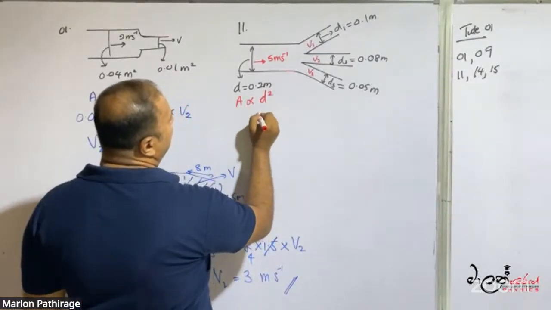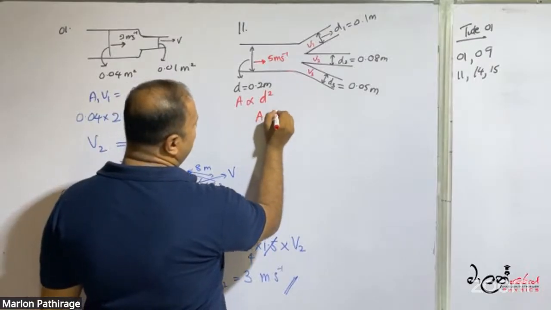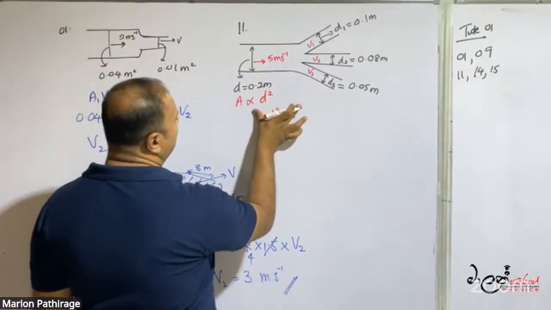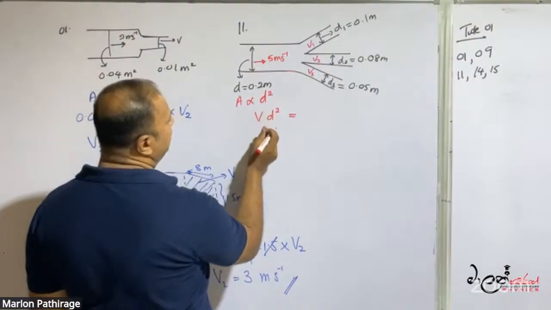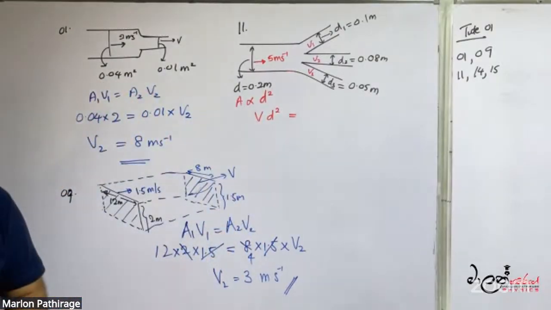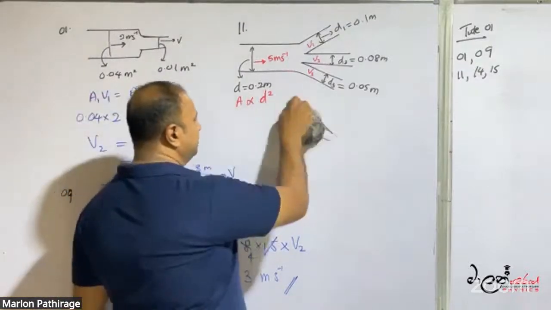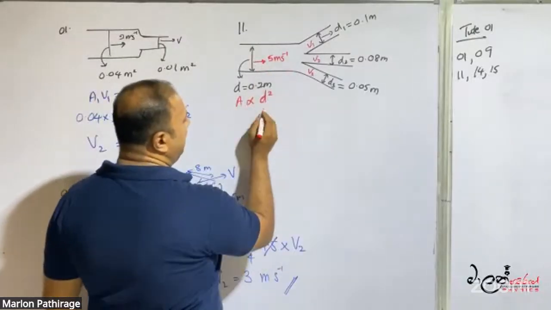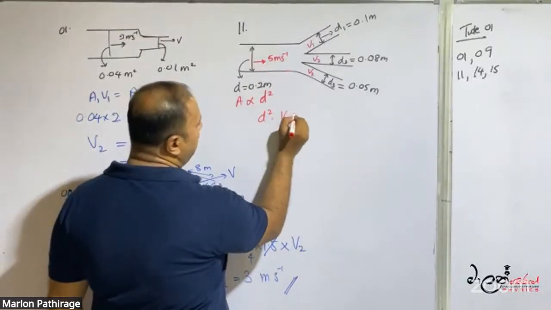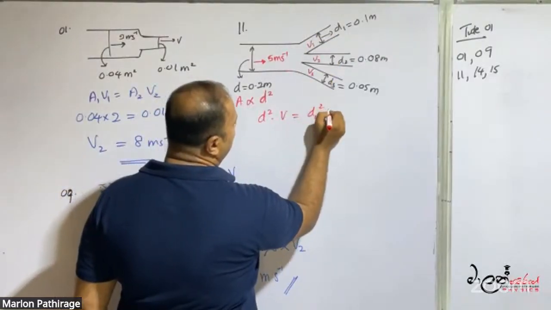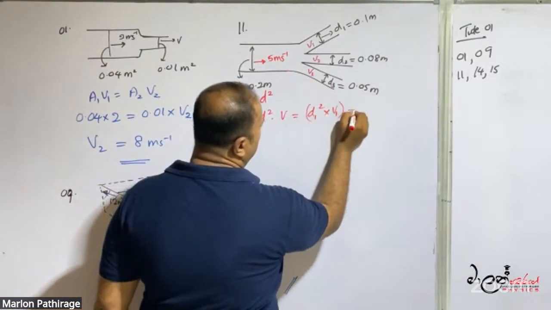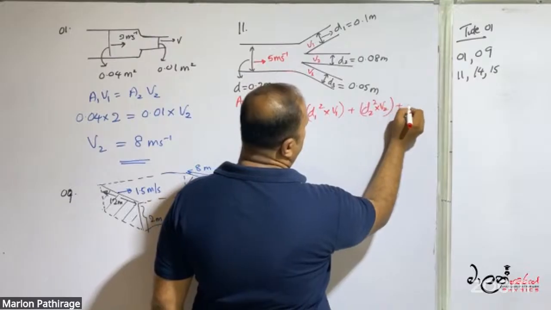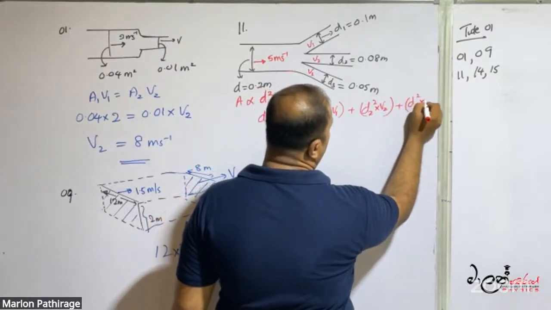Now the product A into V should be constant. Therefore, here I take d square into v should be equal to d1 square into v1 plus d2 square into v2 plus d3 square into v3.